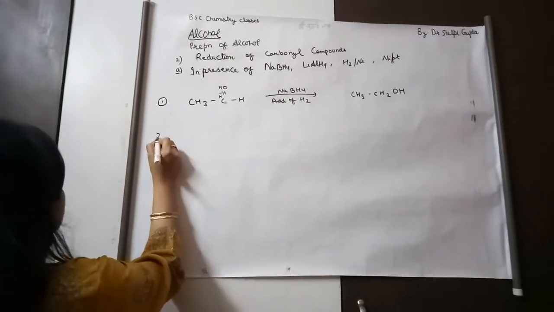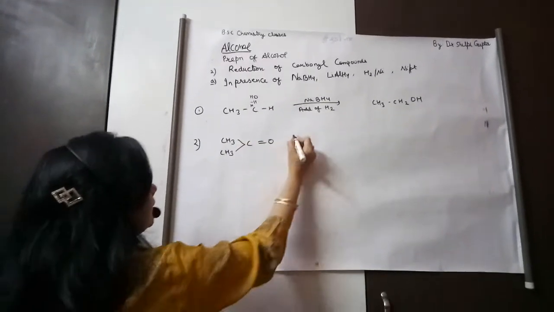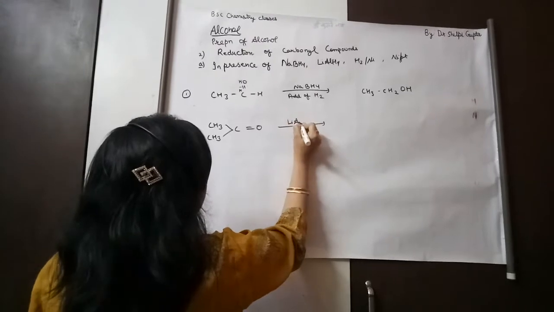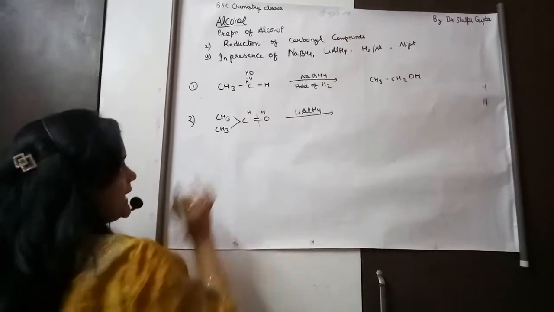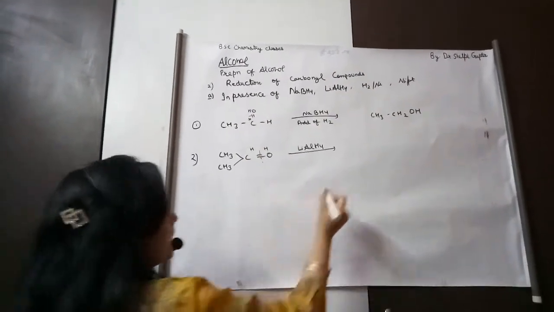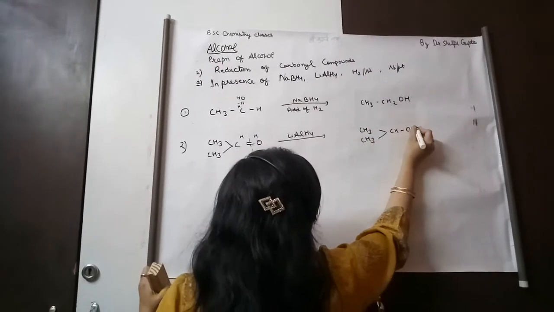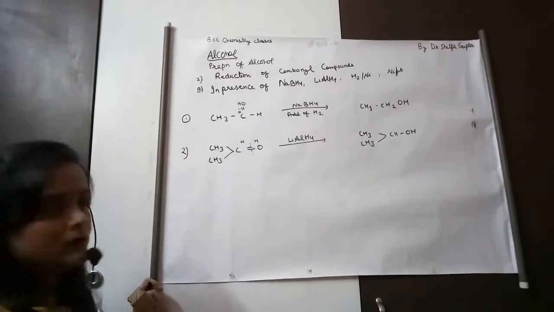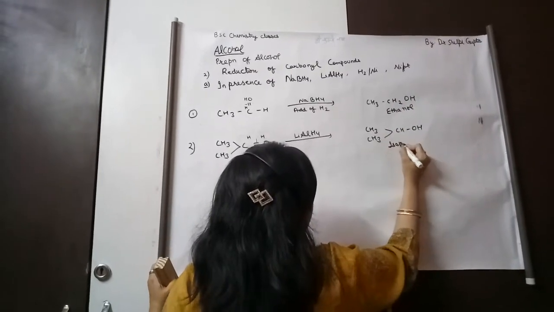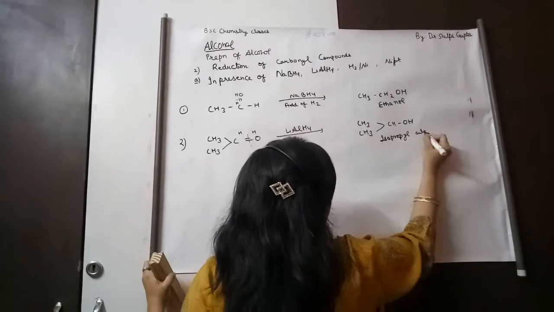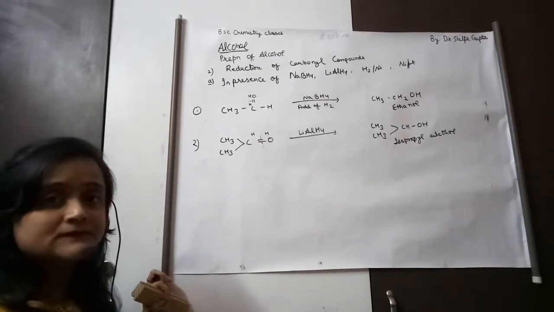Now the second example with ketone, again in presence of lithium aluminium hydride. What will happen? The pi bond breaks and addition of hydrogen happens, CH and OH, and what will form is an isopropyl alcohol. This is an ethanol and this is an isopropyl alcohol. So always what happens? The double bond breaks and addition of hydrogen happens.